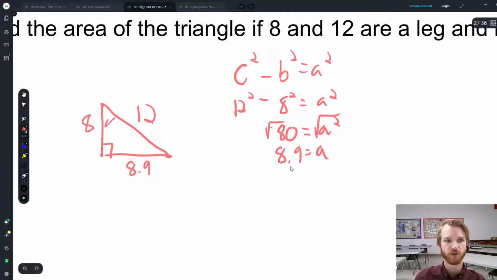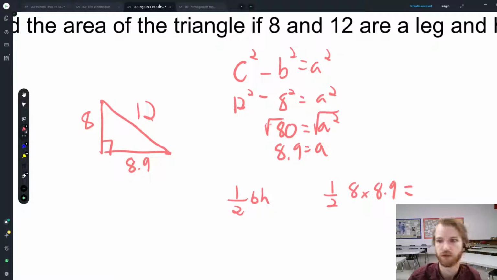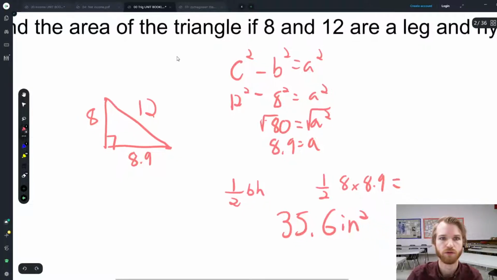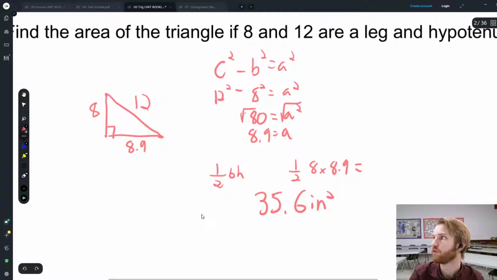Then to find the area of this triangle, so the space inside, we take 1/2 base times height again. So that is just 1/2 of 8 times 8.9, and that will give you the area of this triangle. That works out to be 35.6 inches squared. So it ended up being a little bit smaller than this triangle here. The area of that one was 48 inches squared, and the area of this one was 35.6 inches squared.